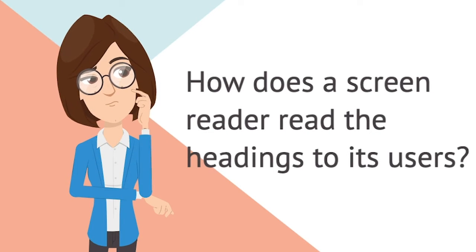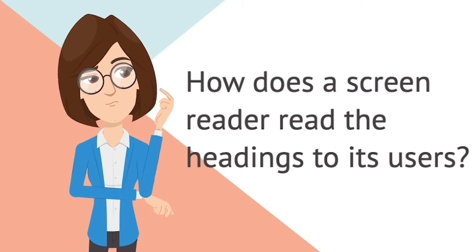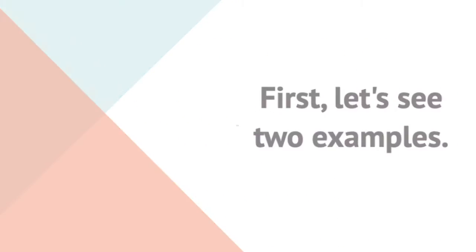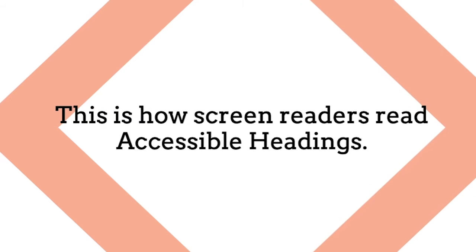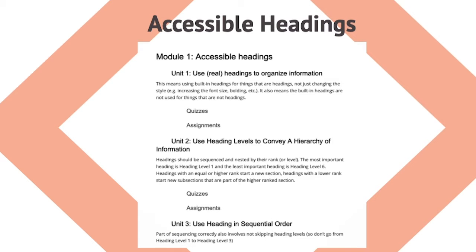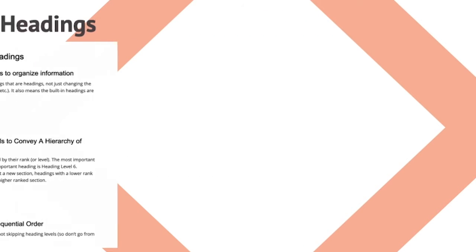How does a screen reader read the headings? First, let's see two examples. This is how screen readers read accessible headings. Heading Level 1, Module 1, Accessible Headings. Heading Level 2, Unit 1, use real headings to organize information. Heading Level 2, Unit 2, use heading levels to convey a hierarchy of information.